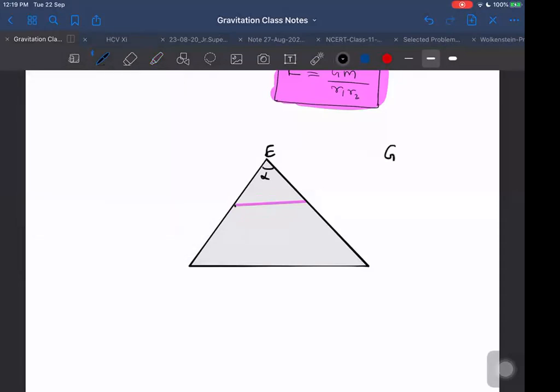I am finding it at the vertex. The net field is 2G lambda by r into sine alpha by 2. Here r is the perpendicular distance. Let the perpendicular distance here be y. So the net field is 2G lambda by y into sine of alpha by 2.